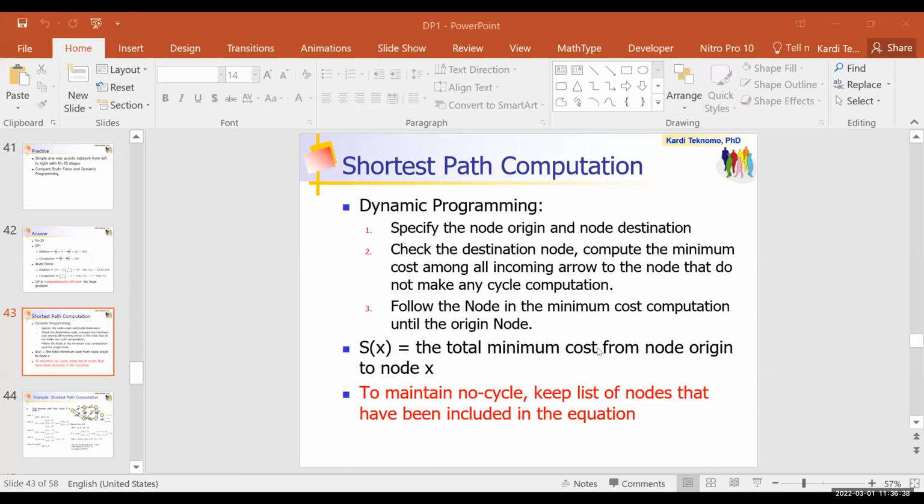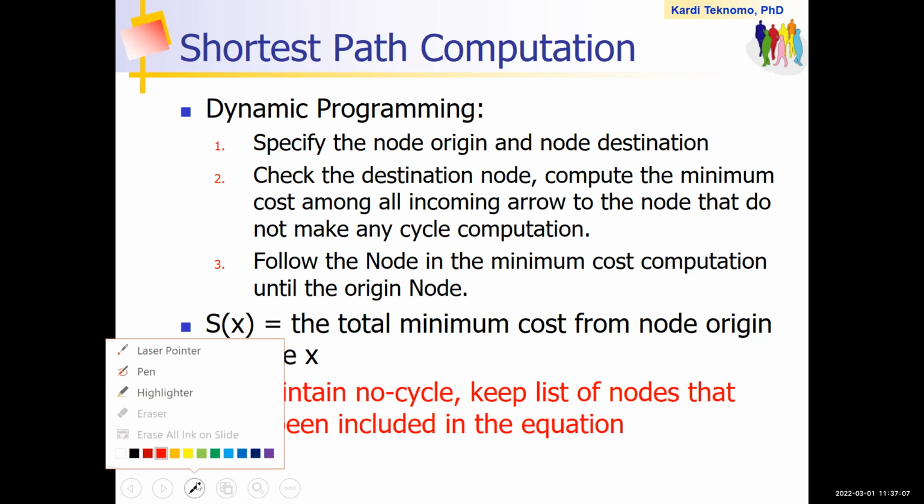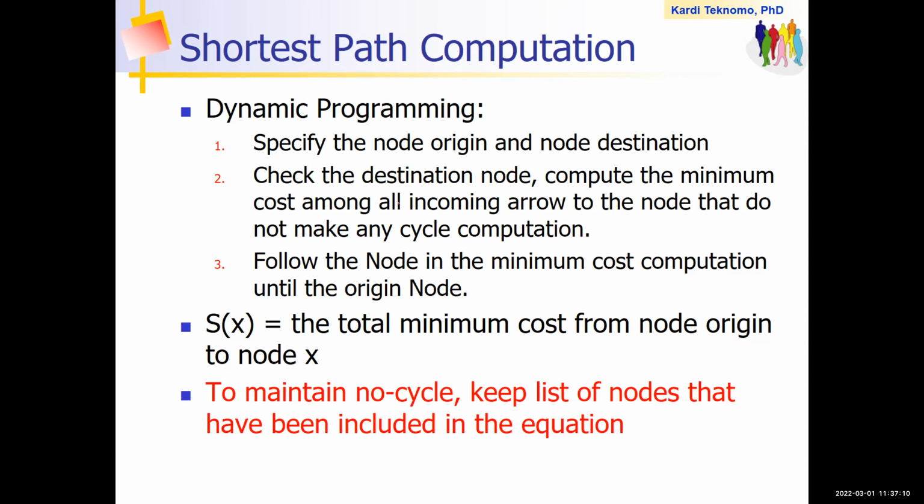So let's do it again. Using DP to compute the shortest path. You specify the node origin and node destination, and that is given. And then you check the destination node and compute the minimum cost among all incoming arrows to that node. Important here, all incoming arrows to the node that do not make any cycle.